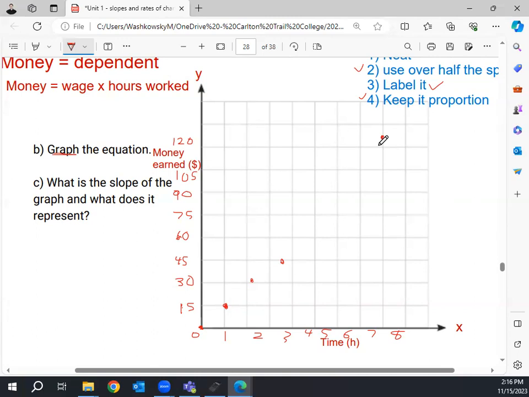Just draw a nice straight-ish line as best you can. It should go through all your points somewhat. You're not going to have a perfect graph, right? You're not using a computer program to make this. You're using your hands. If you're off by a centimeter, it might look weird, but that's okay.